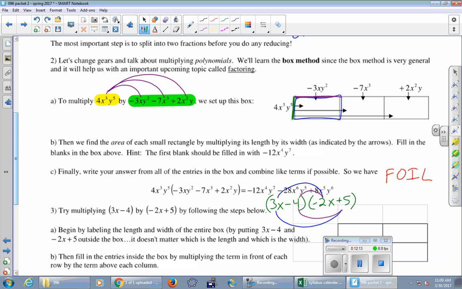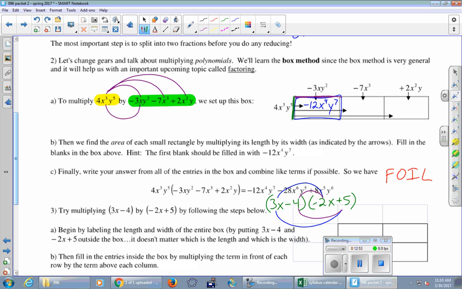So when I say find the area and put it in the box, you're just multiplying, right? Which is exactly what we know we're supposed to do. We saw it over here in purple, 4x to the third y to the fifth times negative 3xy squared. That is what I'm asking us to put in that box. So let's give it a shot. 4 times negative 3, that's easy, that's negative 12. X to the third times x. One vote for x to the 4. Is it x to the third or x to the 4? X to the 4, right? Be careful. We are adding those powers. X to the 4. Y to the fifth times y squared. Y to the 7. That's what goes in that first box.